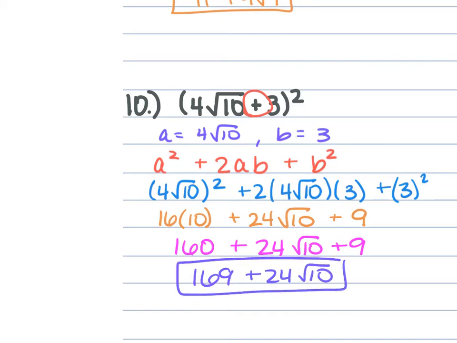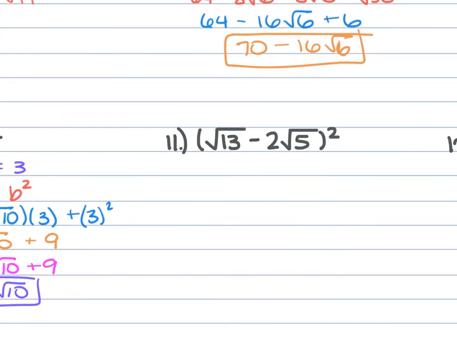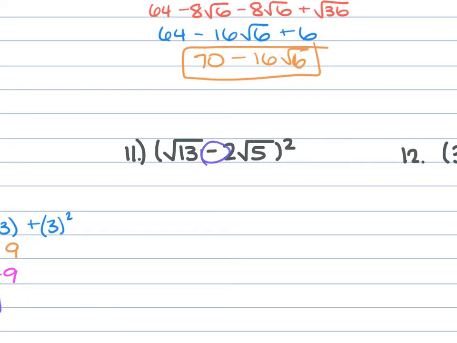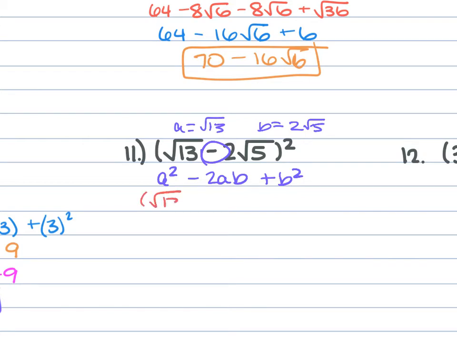So again, you don't have to do it this way, but it is a different way of doing it. Same type of problem. For this one, because there's the subtraction, you're going to use a squared minus 2 times a times b plus b squared. So our a is the square root of 13, our b is the 2 square root 5. So this is going to be the square root of 13 squared minus 2 times the square root of 13 times 2 square root 5 plus 2 square root 5 squared.